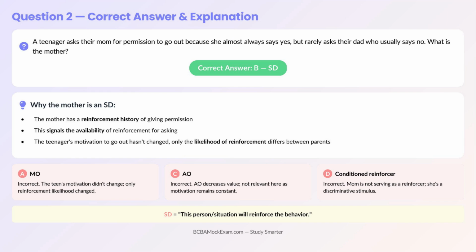The correct answer is B, SD. The mother has a consistent reinforcement history, which signals that asking her will likely be reinforced. Option A is incorrect because motivation does not change. Option C does not fit because an AO reduces value. Option D is wrong because the mother is not functioning as a reinforcer. This scenario reflects the definition of an SD, a stimulus that signals reinforcement availability.